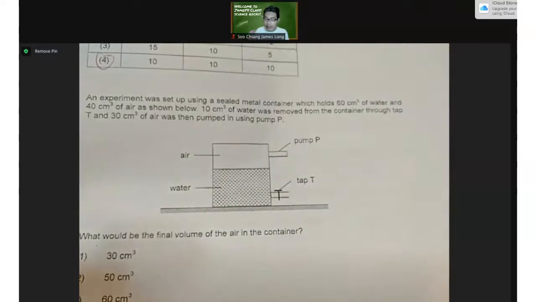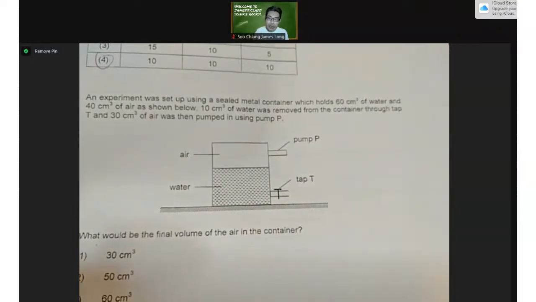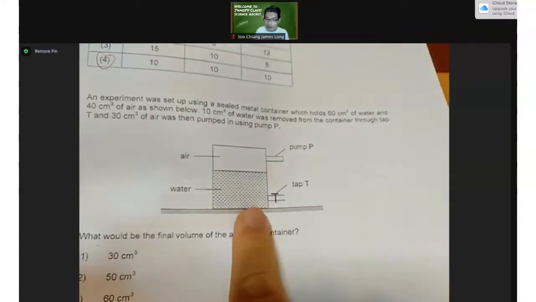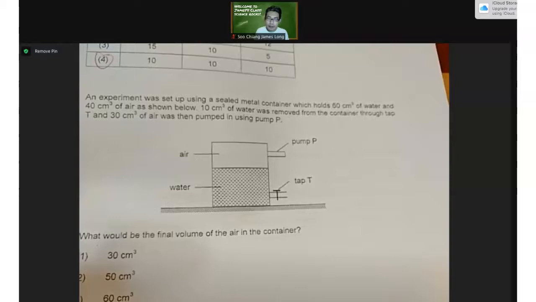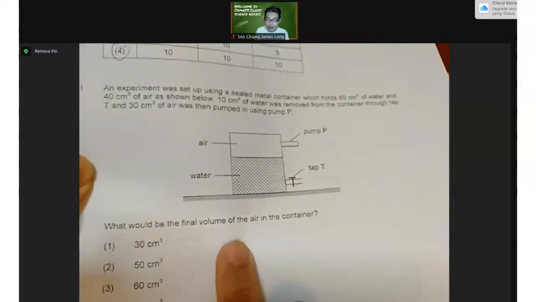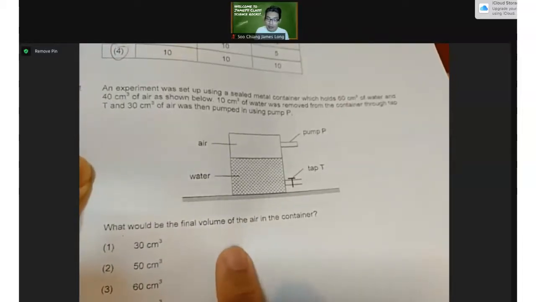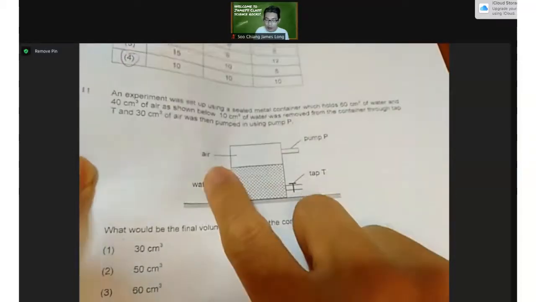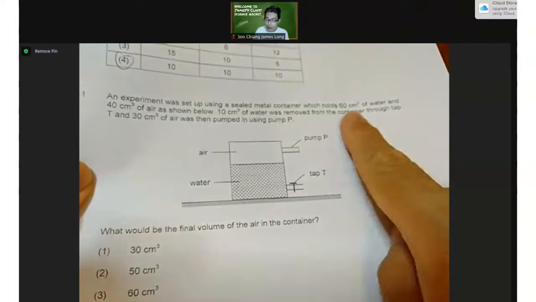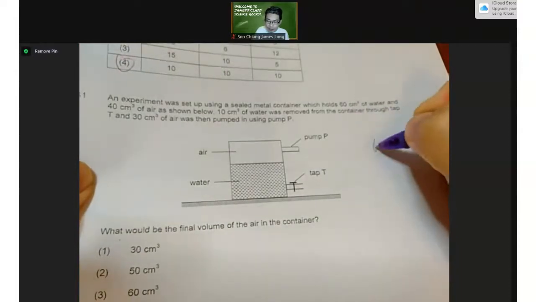Now, this is a very standard kind of question you have seen many times before, like trying to pump a basketball or pump air into a container such as this. Remember, air can be compressed. Liquids like water cannot be compressed. So what will be the final volume of the air in the container? Well, let's remove some of the water, right? Because we were told that there was at first 60 cubic centimeter of water.